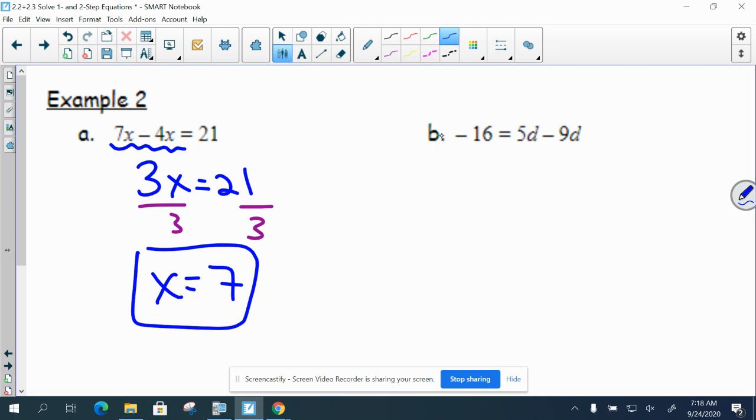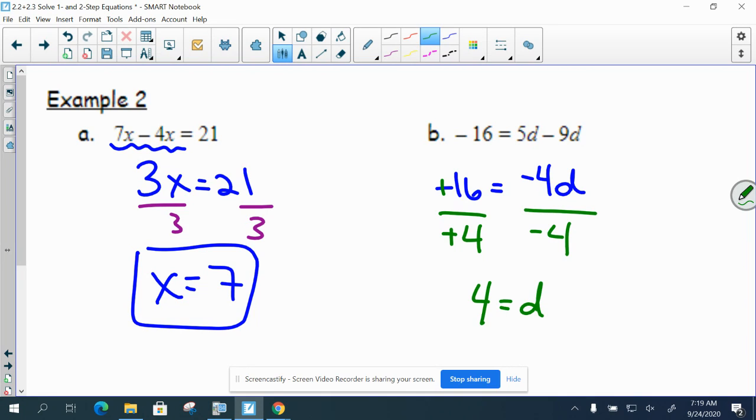And then for part B, you have 5d minus 9d turns into negative 4d equals negative 16. And then to get d by itself, you want to divide by a negative 4. Since negative 16 and negative 4, the negatives cancel out, and you get 4 equals d.